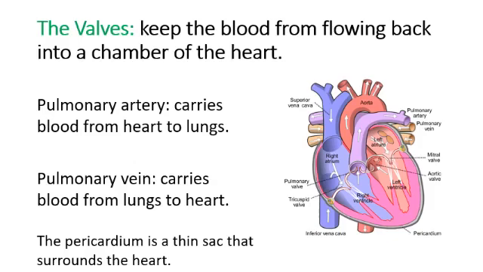Pulmonary artery and pulmonary vein. The word pulmonary is related to lungs. So, the pulmonary artery is a blood vessel that carries blood from heart to lungs, while the pulmonary vein carries blood from lungs to heart. What is the pericardium? The pericardium is a thin sac that surrounds the heart.